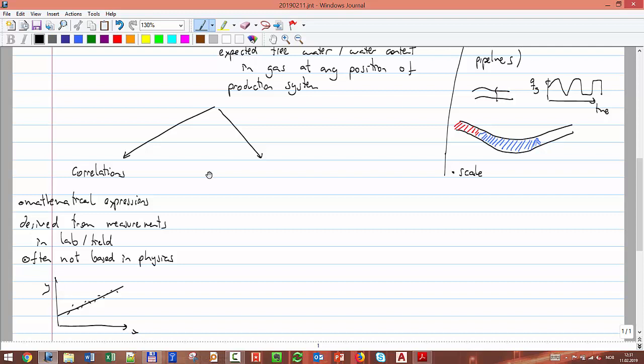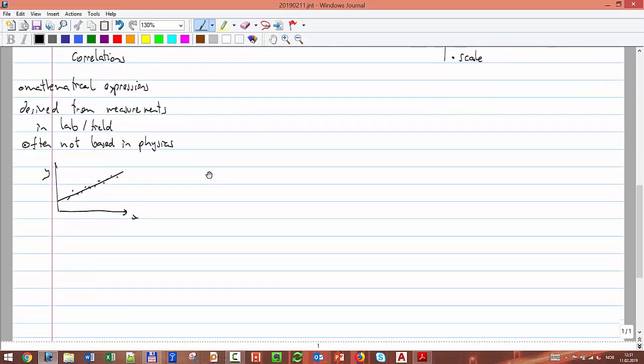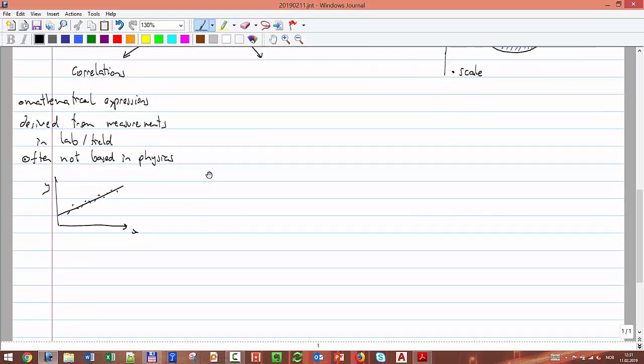This is not the first time you hear about correlation, right? No? Okay. Good. So, and one of the disadvantages of that, so the advantages, is that it's typically easy to use, low computational expenses.